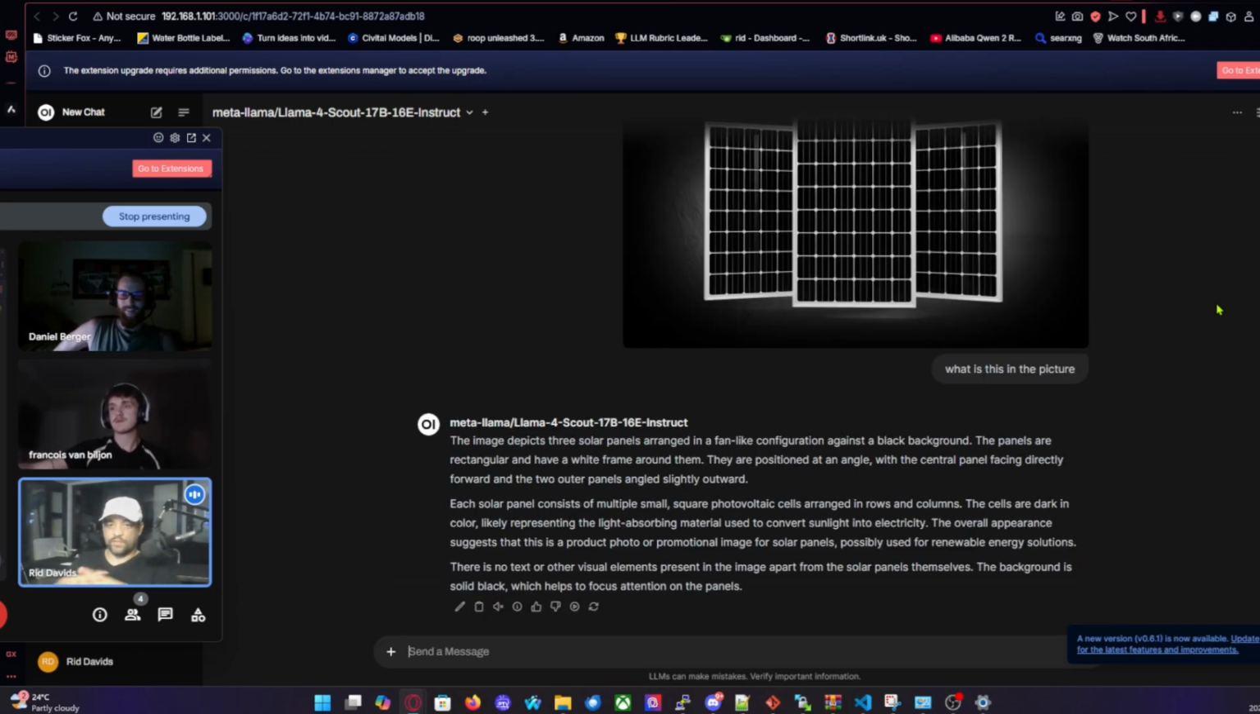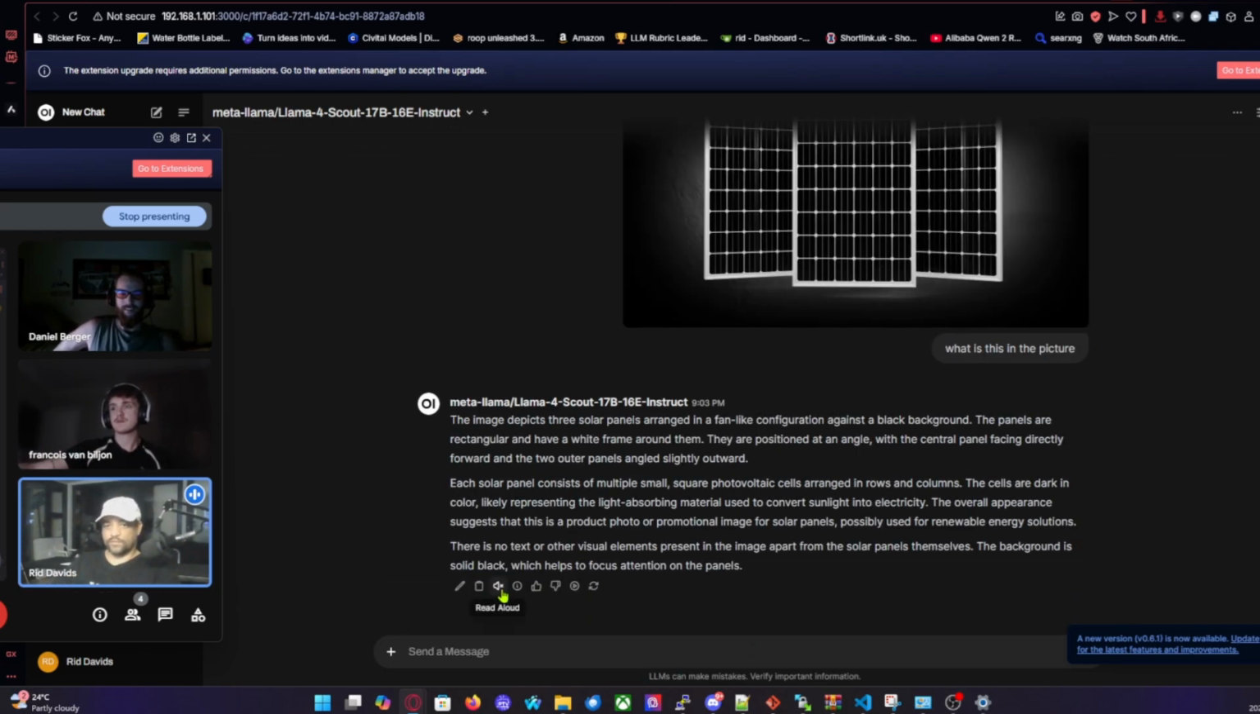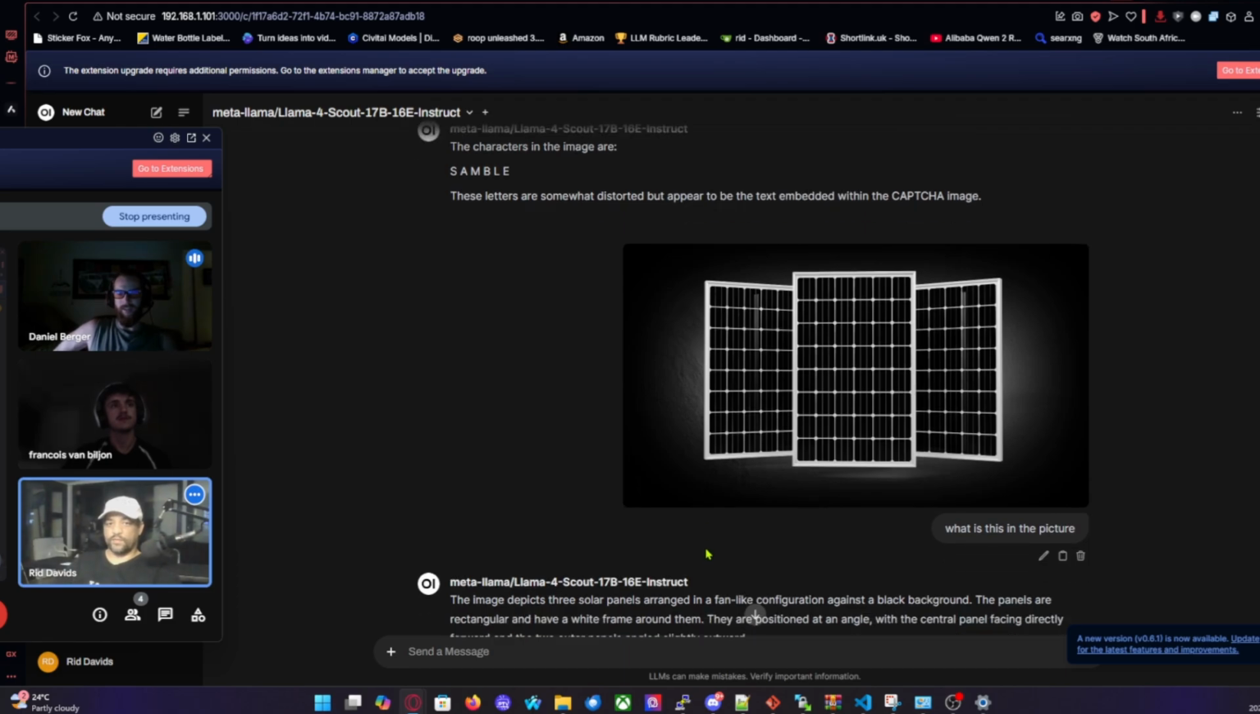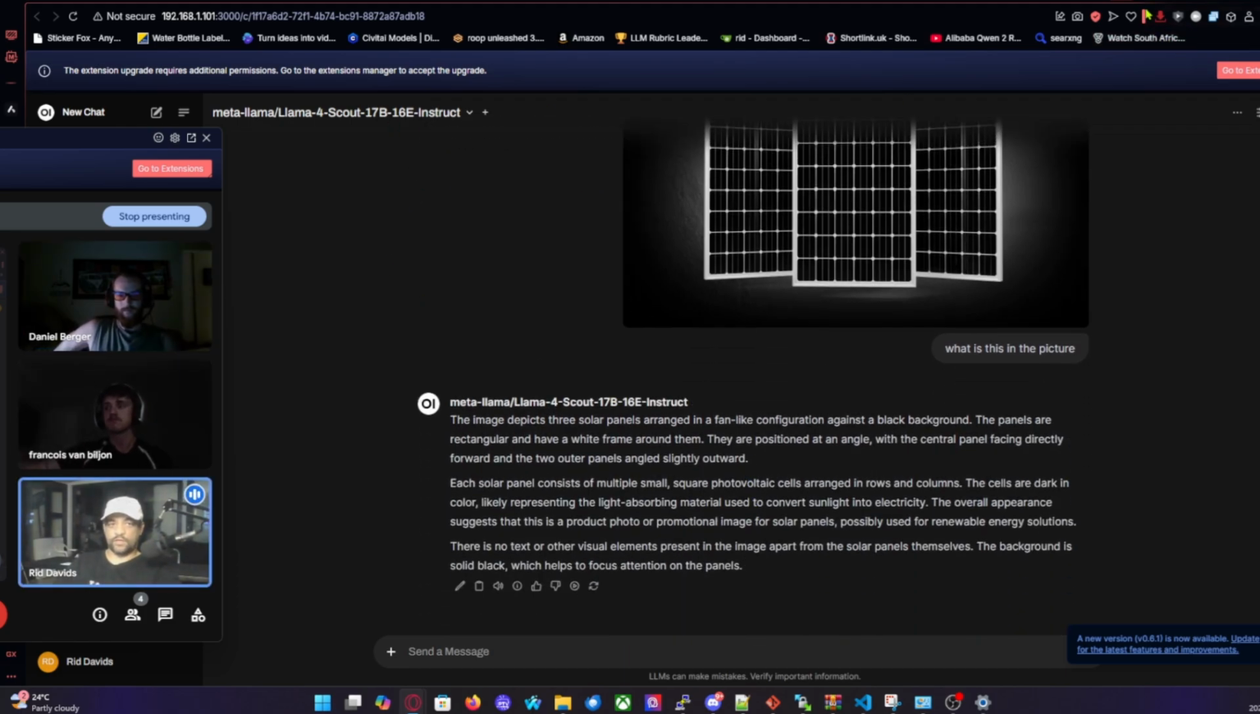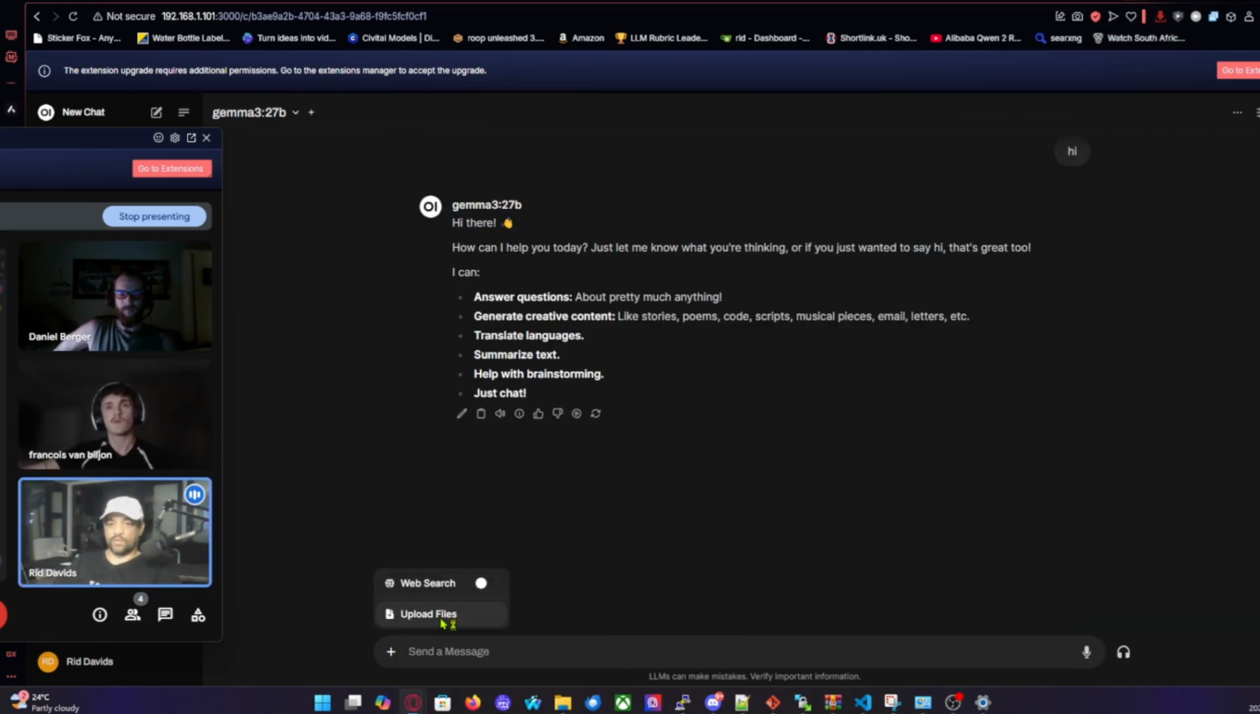The image depicts 3 solar panels arranged in a fan-like configuration against a black background. The panels are rectangular and... Correct. It can see, it's got eyes. Yeah. So that's not bad. This is the Gemma 27B model. This is a fraction of the size.